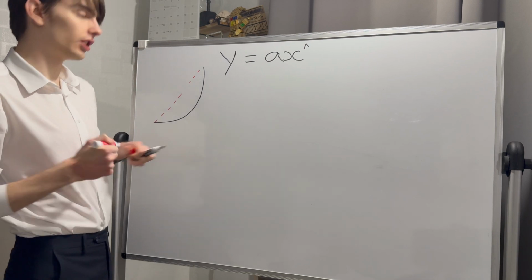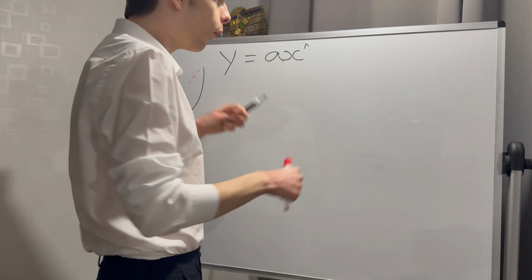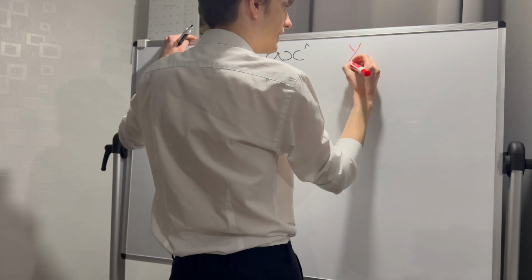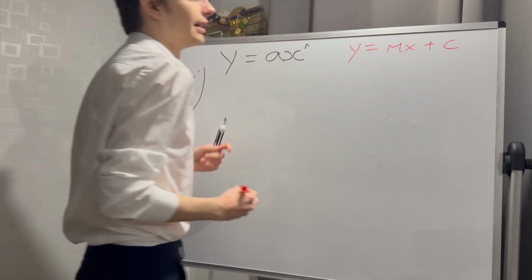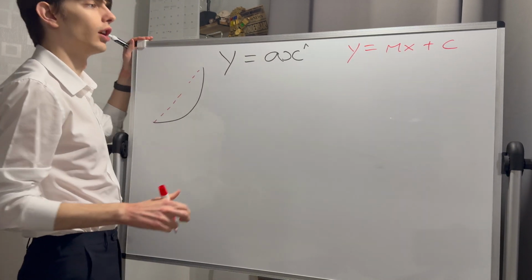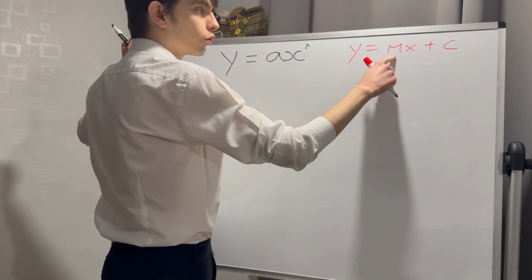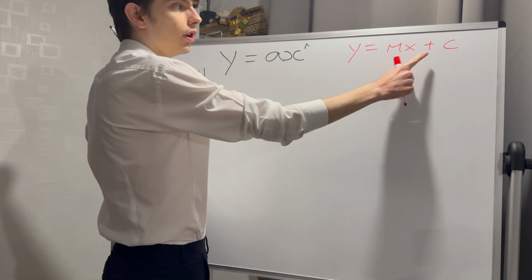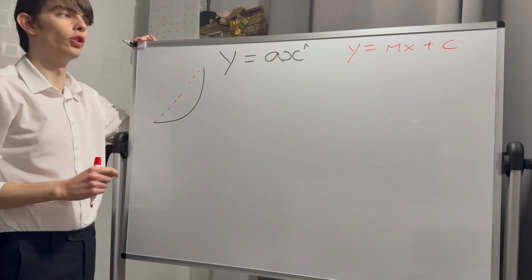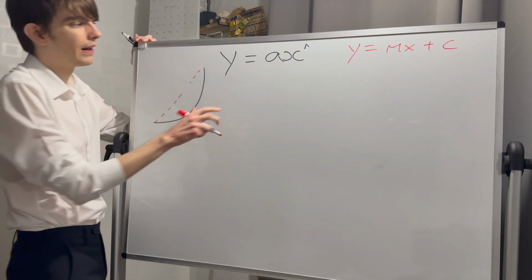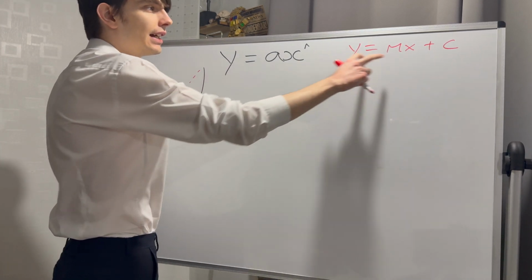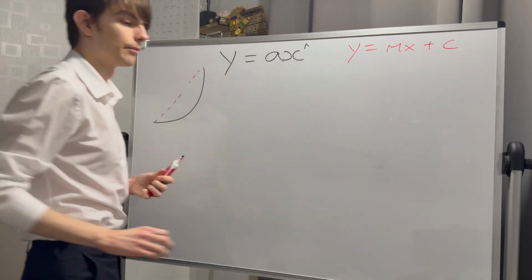So if we want to turn it into a straight line, what we are looking for is y equals mx plus c. That is our straight line graph. An output equals a gradient times an input plus a y-intercept. So we need to somehow manipulate this into looking like that.